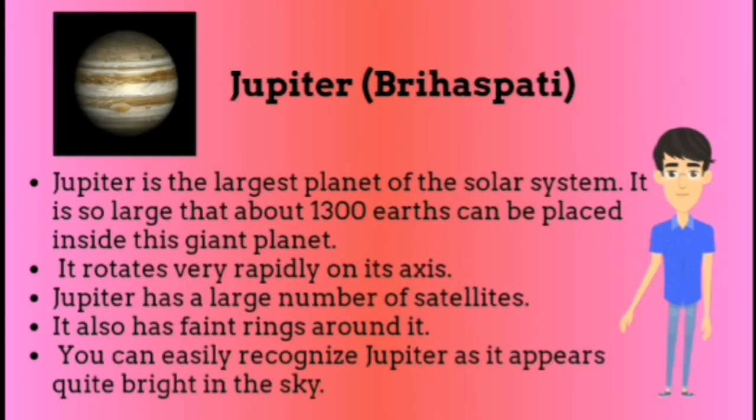Let's learn about another planet, Jupiter, Brihaspati. Jupiter is the largest planet of the solar system. It is so large that about 1,300 Earths can be placed inside this giant planet. It rotates very rapidly on its axis. Jupiter has a large number of satellites. It also has faint rings around it. So you can easily recognize Jupiter as it appears quite bright in the sky.